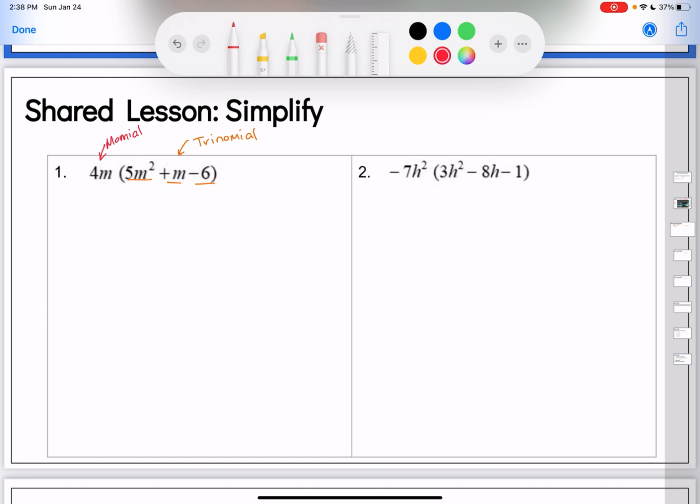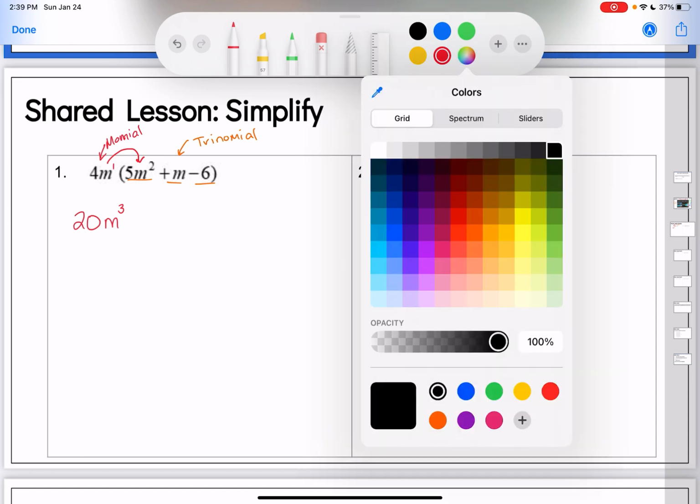So here, my first one, I'm going to say 4m times 5m squared. 4m to the first times 5m to the second. 4 times 5 gives me 20. M to the first times m to the second would be m to the third power. Remember those exponent properties back from Unit 5, okay? Actually, Unit 4. I apologize.